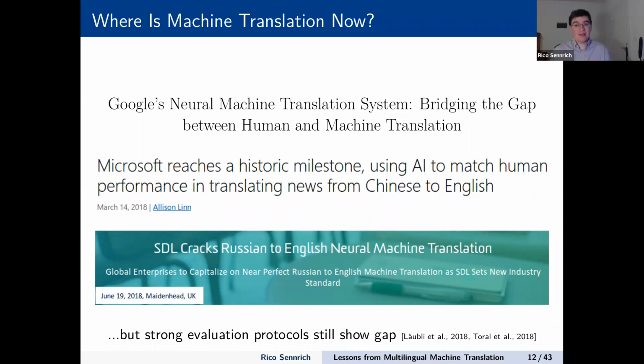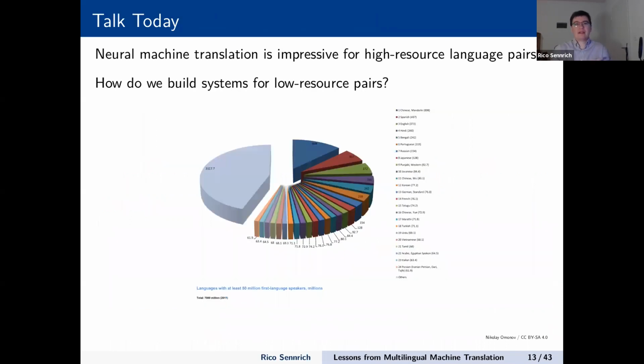So is the problem solved? Can we now lie back? Well, I would say no, because while the performance is impressive for high resource language pairs, this is just a tiny fraction of the translation need. You can see here an illustration of different languages, and these are just the top 24 languages. You can see that almost half the human population speaks a language that is not in these top 24.